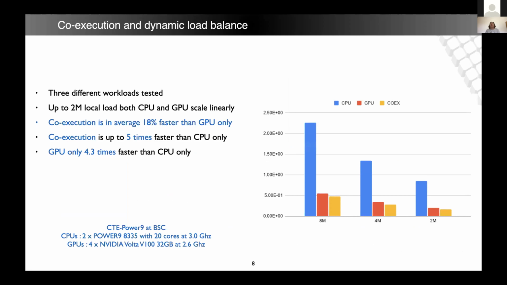So what have we seen? We have seen that we can scale correctly up to 2 million unknowns per node. And we see that if we use this co-execution approach, we can be 5 times faster than if we only use the CPU. Instead, if we use the pure GPU approach, we are only 4.3 times faster than if we only use the CPU. So there is an 18% gain by using this co-execution approach at the moment. These tests have been done at the Power 9 cluster that we have at BSC. This has Power 9 CPUs plus 4 NVIDIA GPUs.